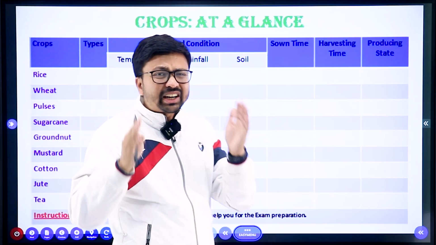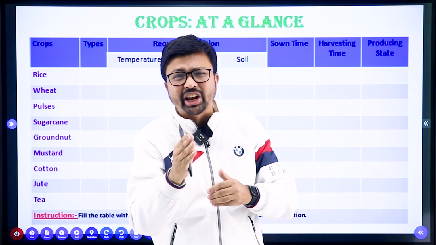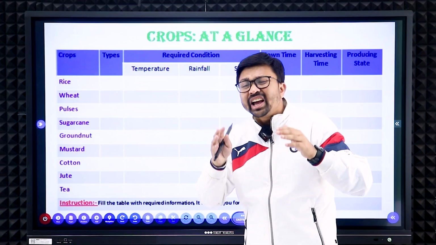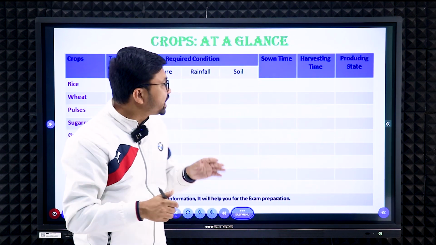Here you can see the table. As per this table's headings, you need to collect the information from your textbook and fill the table. It will help you to get good marks and to understand all the chapters and all the crop information easily.